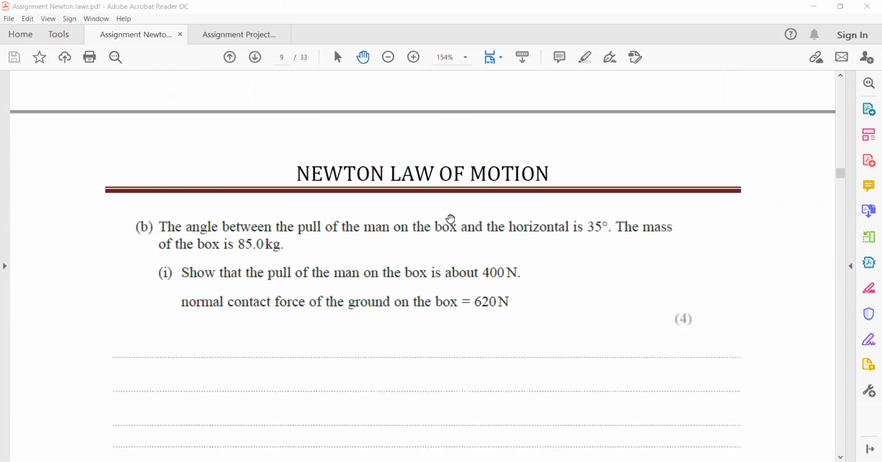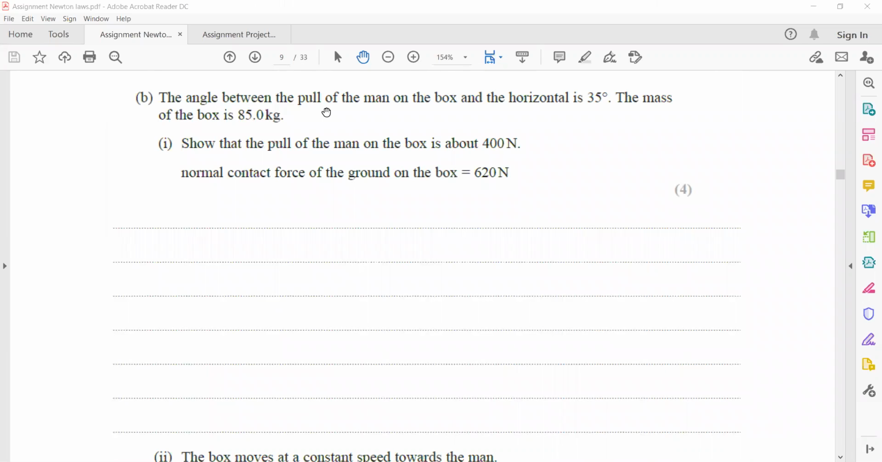In the question, the man is pulling with an angle of 35, and the weight is acting down. The normal contact force is 620. How do we get the weight? It will be 85 multiplied by 9.8, so we will have the weight as well.